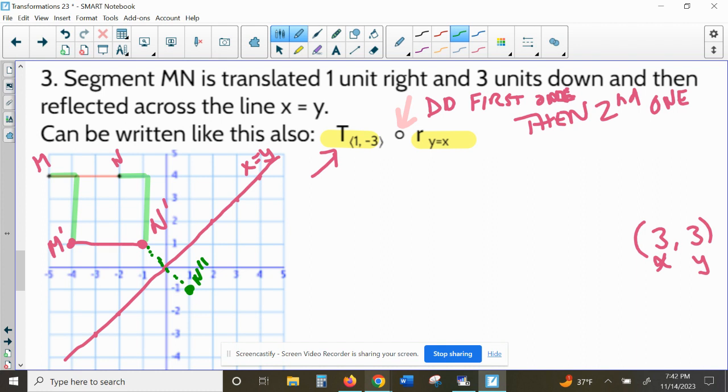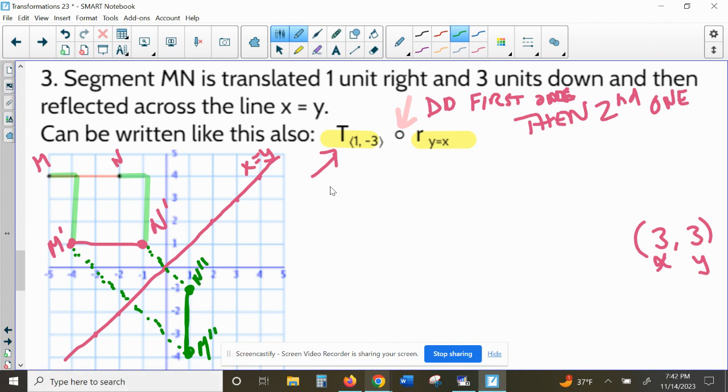I have to do the same thing with this M. So count diagonal boxes till you get to the line. So that is one diagonal box, two diagonal boxes, and a half a diagonal box. So that means I have to go 2.5. So let's go a half, and then 1 and 2. So that makes my point right here. So this is my final resulting segment MN. It's way over here. So I scooted it to the right 1, down 3, and then reflected it over this line. And that's how it ends up being this green segment over here.